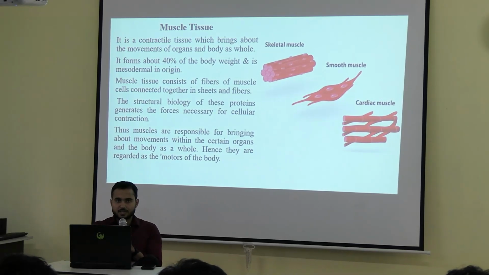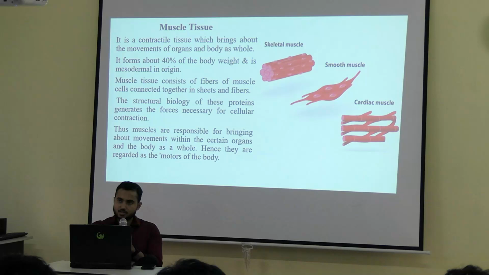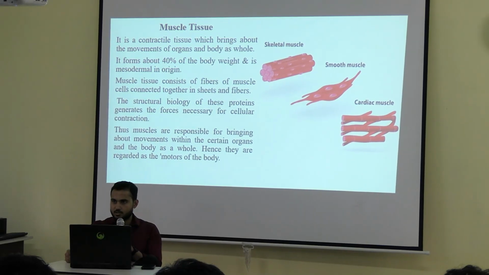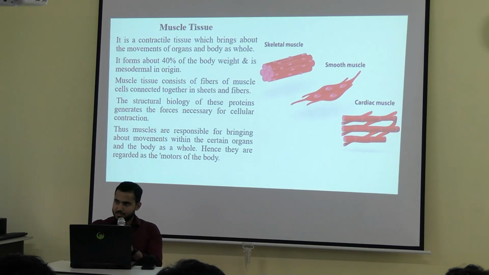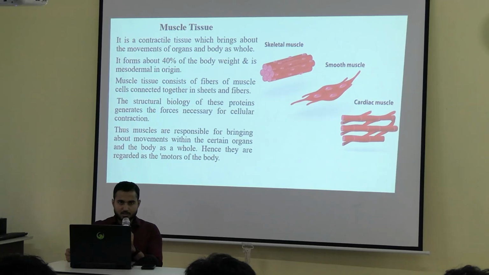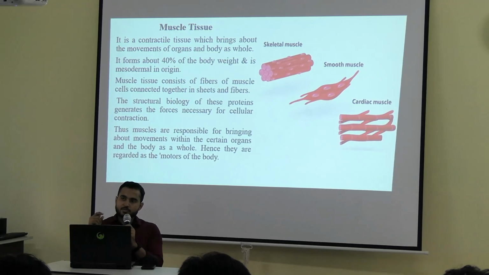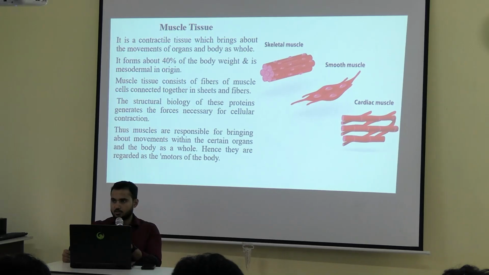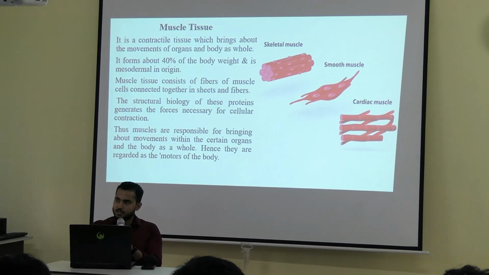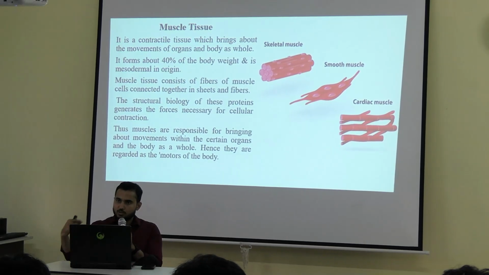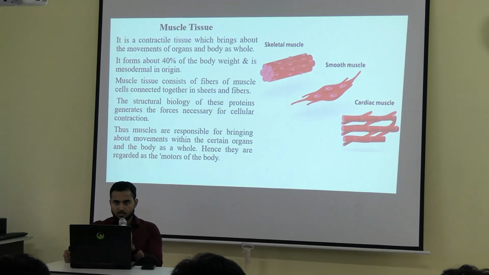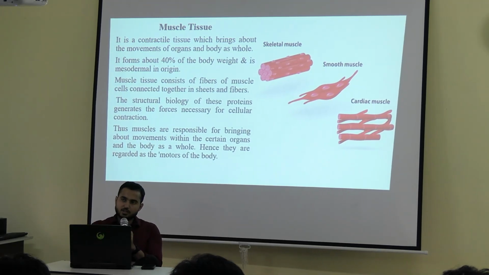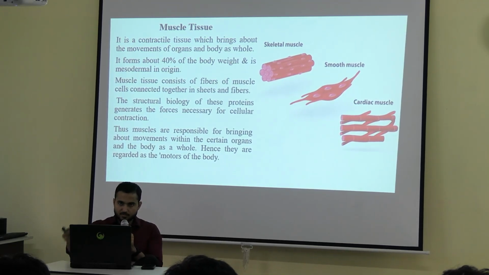Now, what about the muscle tissue? The cells which are present in muscle tissue are called myocytes. Next, if you see the cells, they are elongated to form fibers. The cells which are present in the tissue are elongated to become a fiber. That's why we always denote the muscle as muscle fibers.